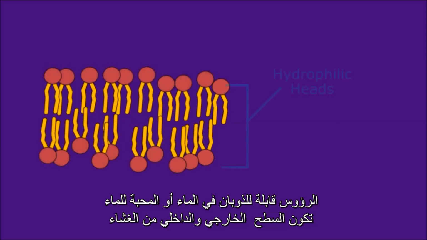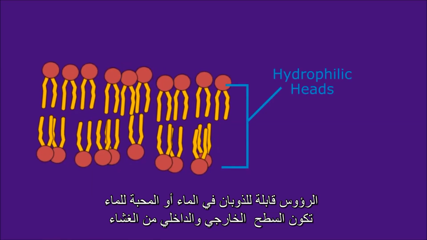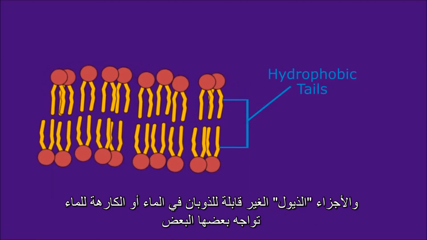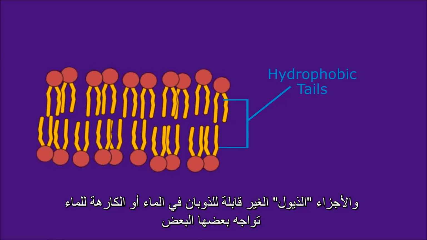Two layers of phospholipid molecules self-assemble so that their water-soluble or hydrophilic heads form the surface and interior of the membrane, and the water-insoluble or hydrophobic tails face each other.